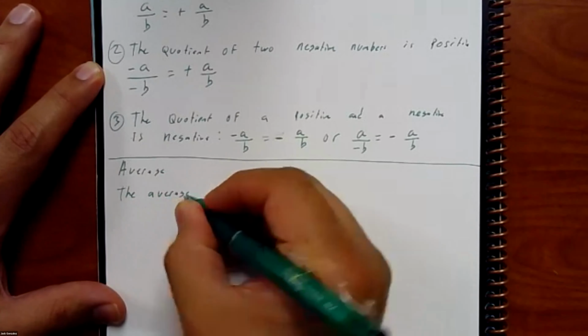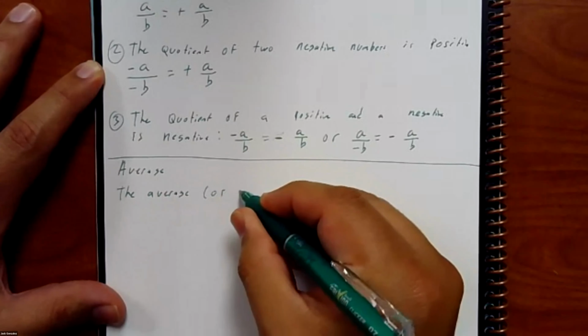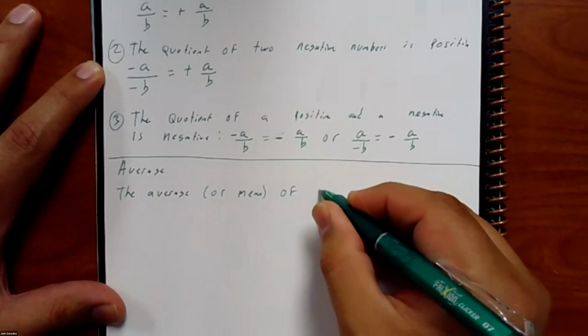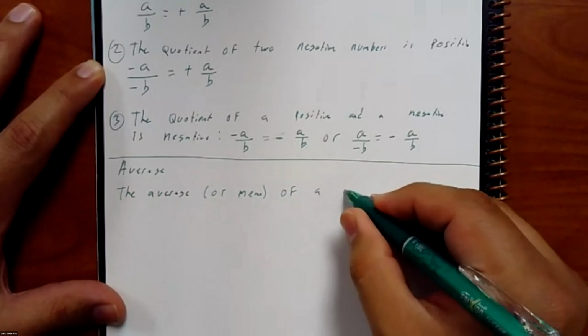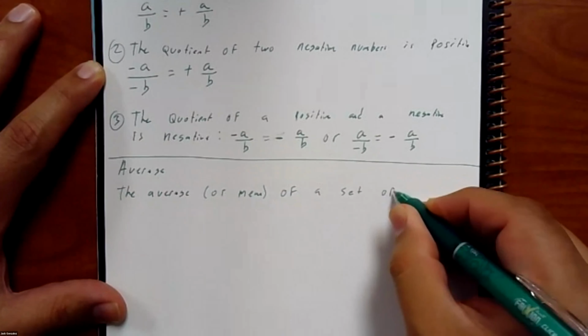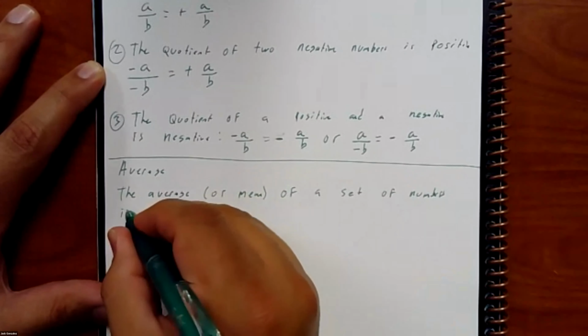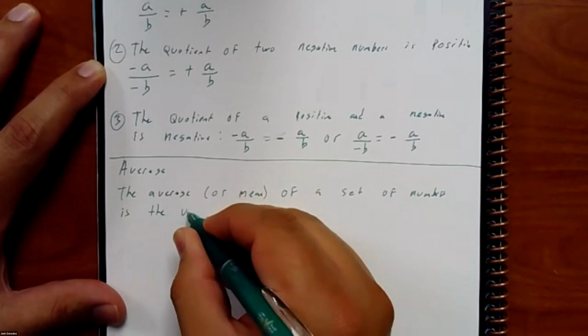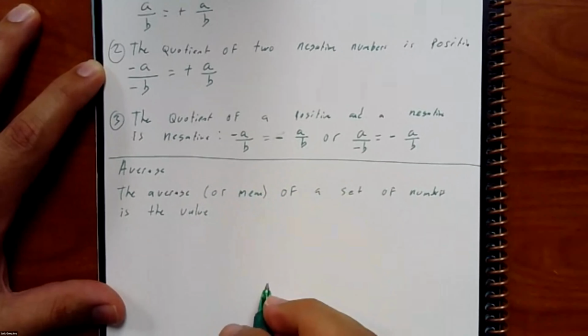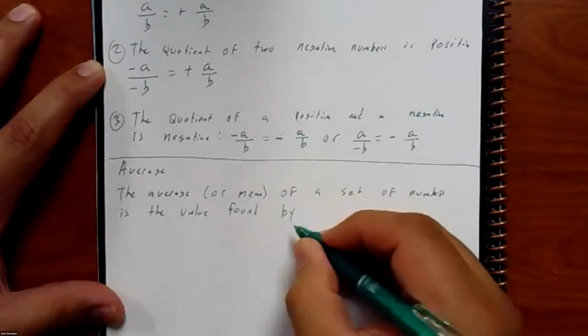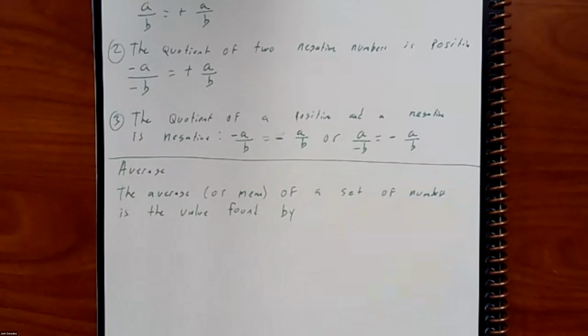The average, also called mean, of a set of numbers is the value found by doing what? What do we find? We don't know this one.